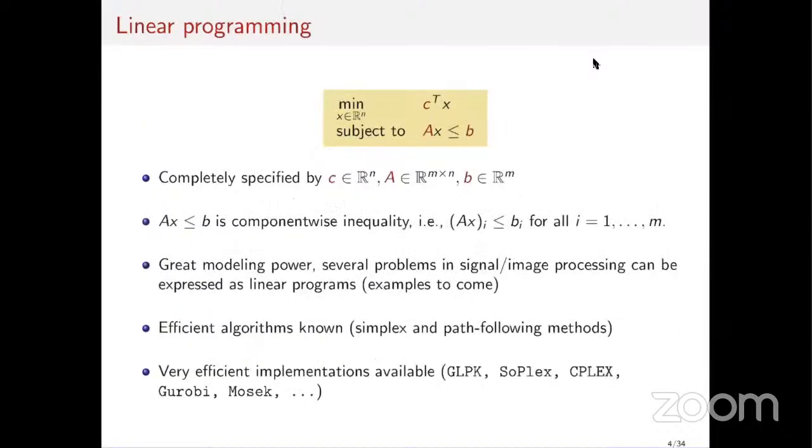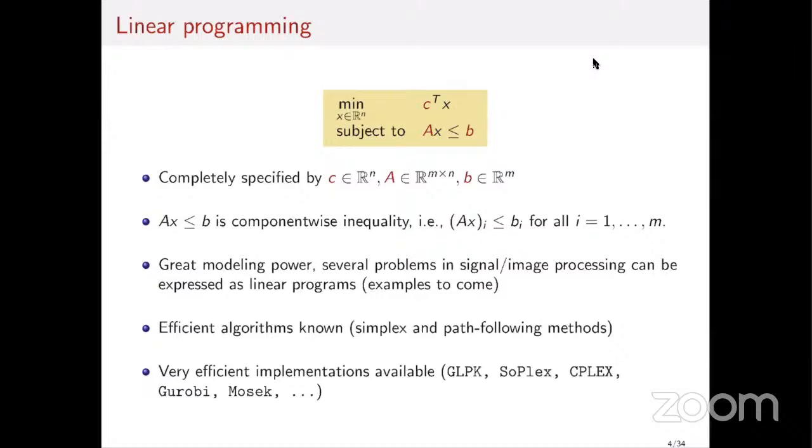Okay, so let me jump right into the subject. So what is linear programming? A linear program is the problem of minimizing a linear function, c transpose x, subject to some linear inequality constraints, so subject to Ax less than b. Here the variable I'm optimizing over is x, a vector in R^n.